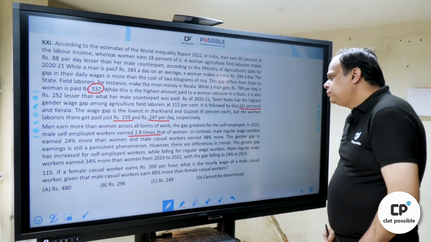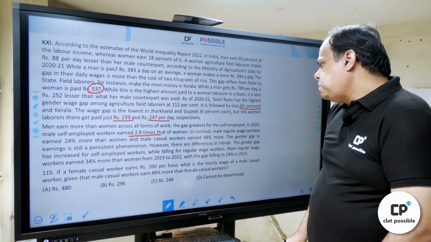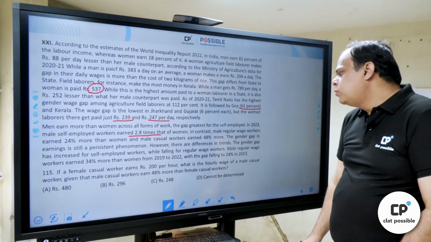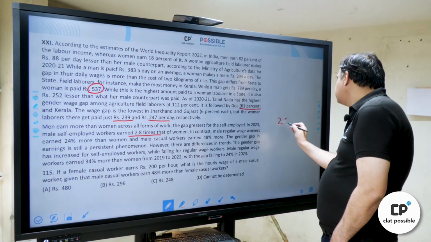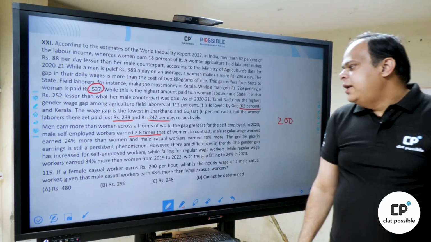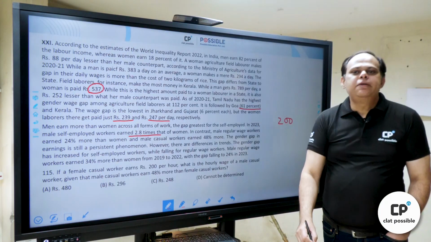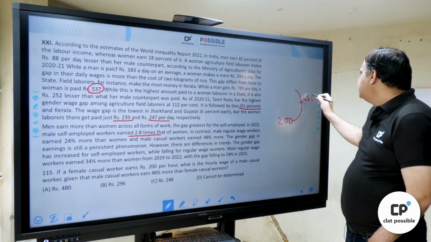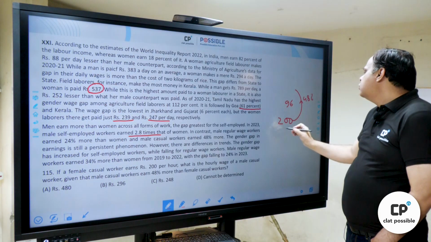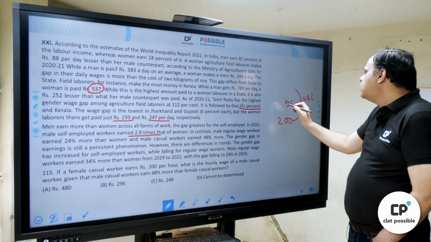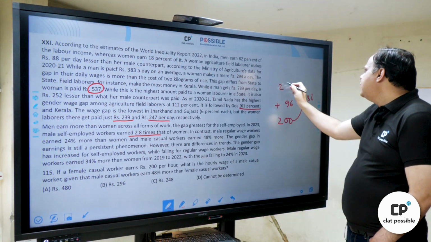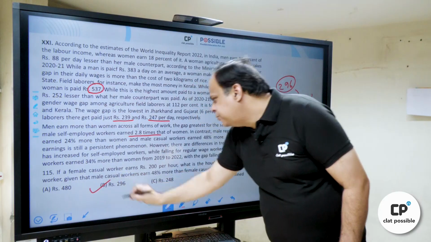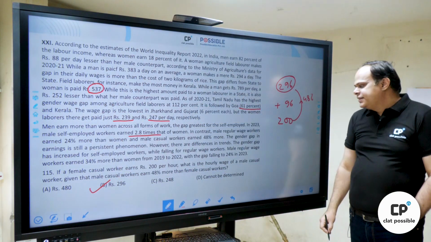2.8 times that of women. Now let's look at this question. If a female casual worker earns 200 rupees per hour, and it's given that a male casual worker earns 48% more, then 48% of 200 will be 96. So 200 plus 96 becomes 296. The answer will be option B, 296.